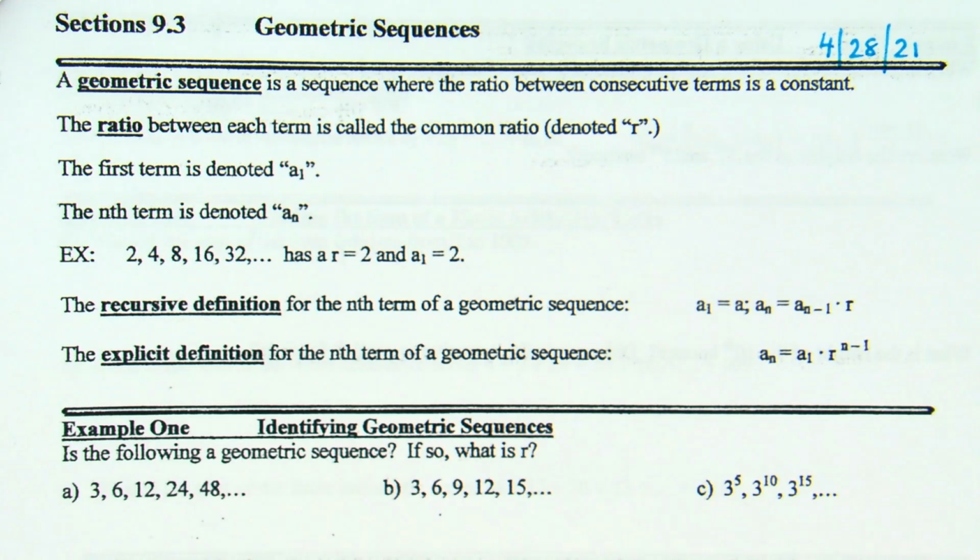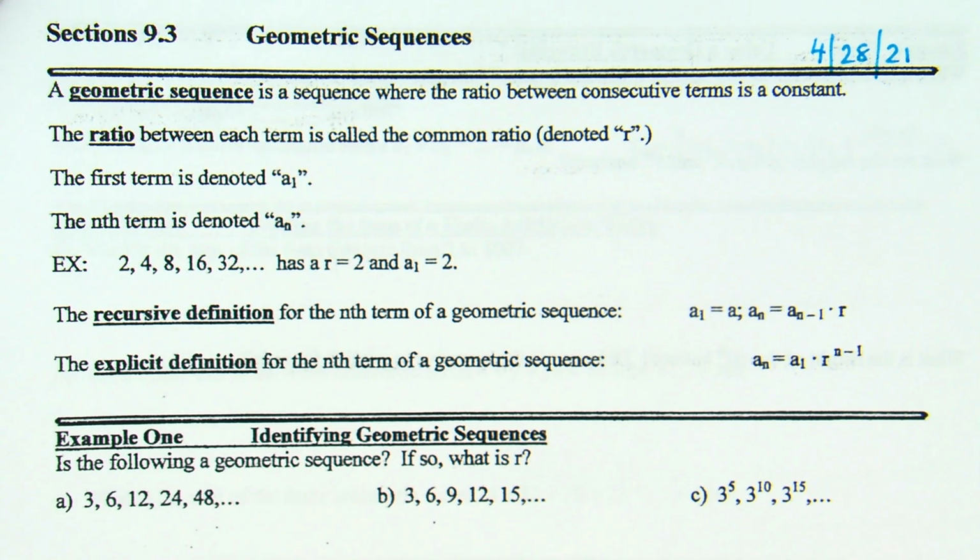Okay, lesson 9.3, we are talking about geometric sequences. Now, what was it we talked about yesterday? Yesterday was arithmetic, yes? And what was true about an arithmetic sequence? Okay, we were consistently adding the same number to get to the next term, right? It was always adding the same number.